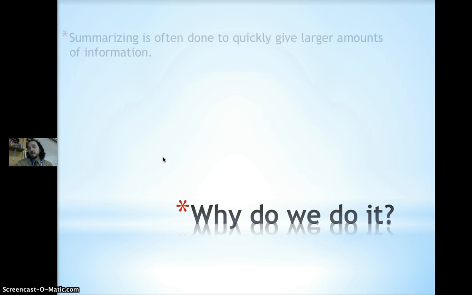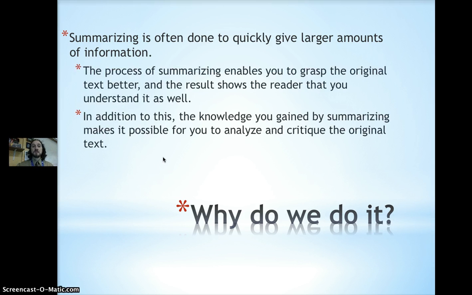Why do we do it? Why do we summarize? Summarizing is often done to quickly give larger amounts of information. So you can take something bigger and you can condense it and give someone an overview of that information. The process of summarizing also enables you to grasp the original text better, and the result shows the reader that you understand. So if you're trying to showcase your understanding, you can summarize in a few points something that's much larger. In addition to this, the knowledge you gain by summarizing makes it possible for you to analyze and critique the original text. So you might utilize that as well when you're working with a larger text, a larger bit of information.